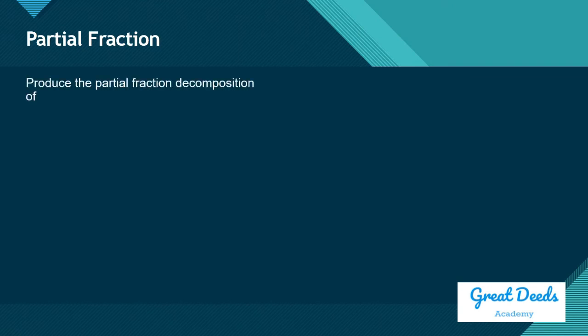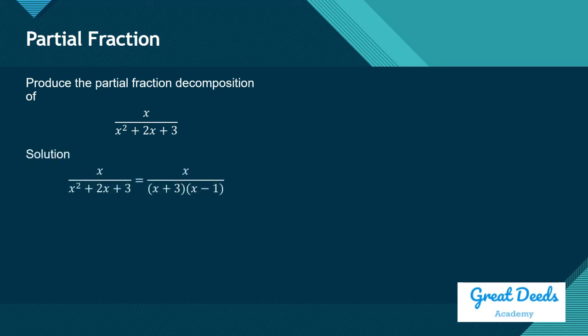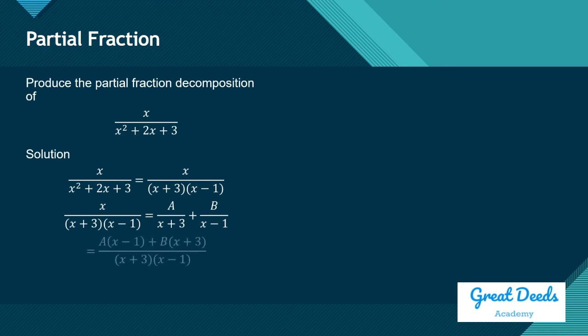Produce the partial fraction decomposition of x over x squared plus 2x plus 3. What we do first is let us produce the factoring of your denominator, and then we write it as a sum of partial fractions. We don't know a yet. We don't know b yet. We must produce a system of two equations in two unknowns. The unknowns are a and b.